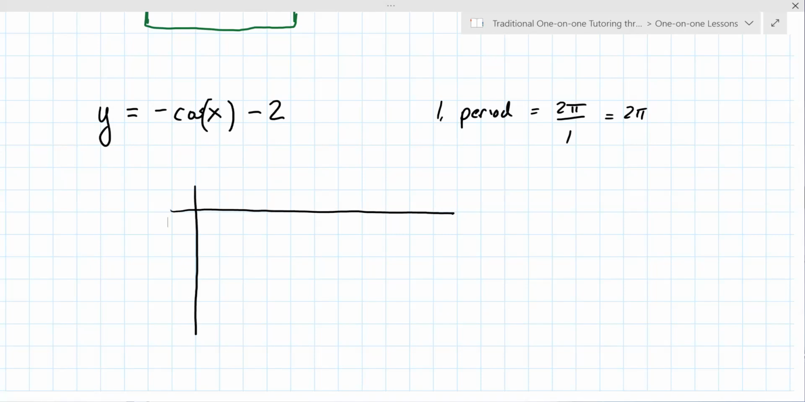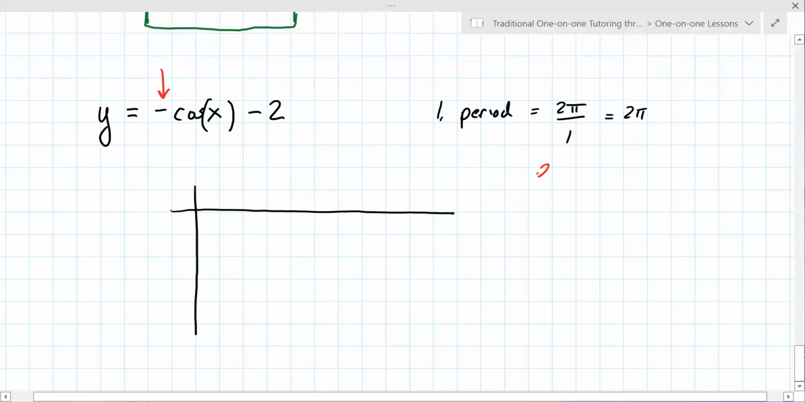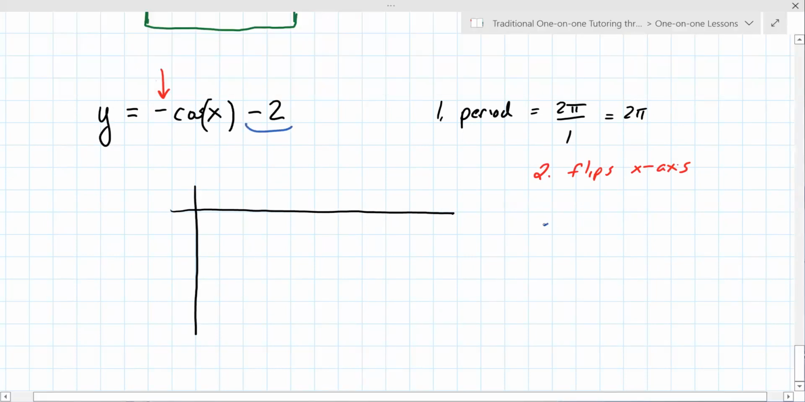This thing out in front, this negative, do you recall what it does? This negative out in front, do you remember what that is? It flips the graph over the x-axis. Yeah, it flips over the x-axis. And then how about this minus 2 over here to the right? It would move the graph down, or move all the points down by 2.